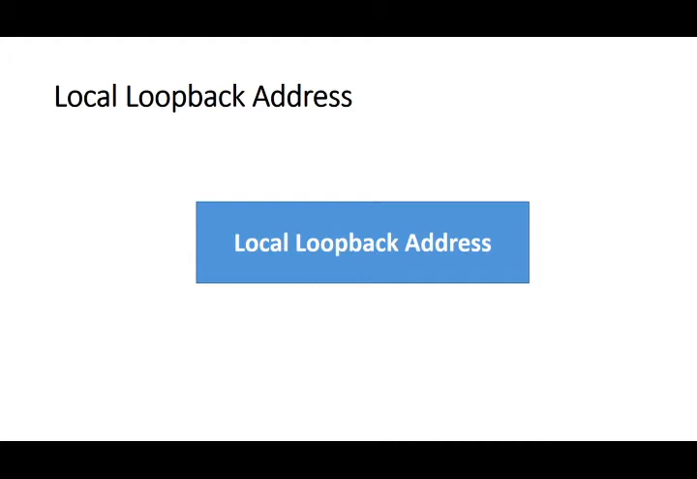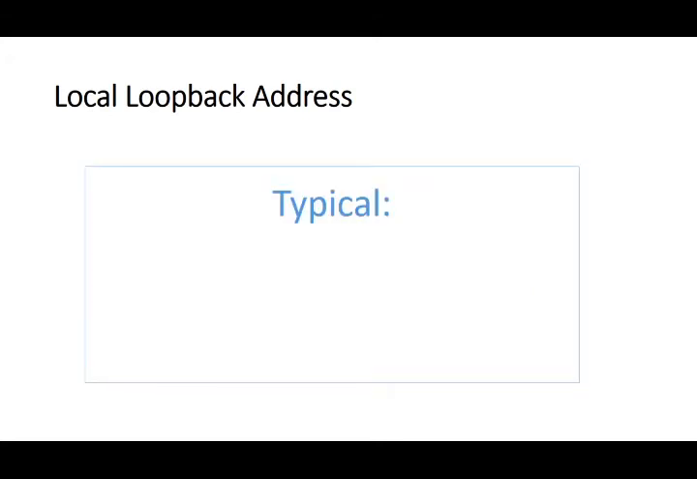The next address we want to talk about is the local loopback address. The local loopback address is used so that the system can send a message to itself, and oftentimes we use this for testing. If we want to see if our IP stack is reachable, we ping the local loopback address. A typical local loopback address is 127.0.0.1. Although it doesn't have to be, it could be 127 dot anything, as long as it is within the 32-bit IP address space.